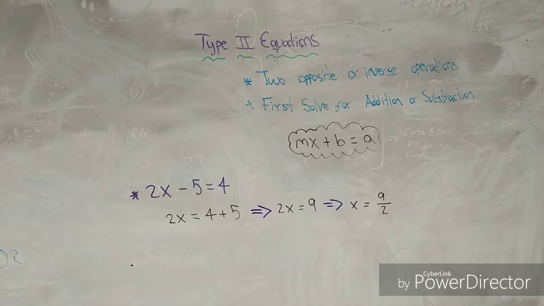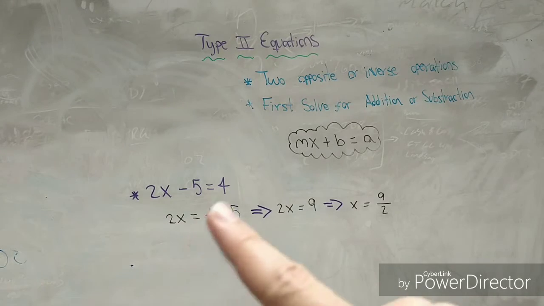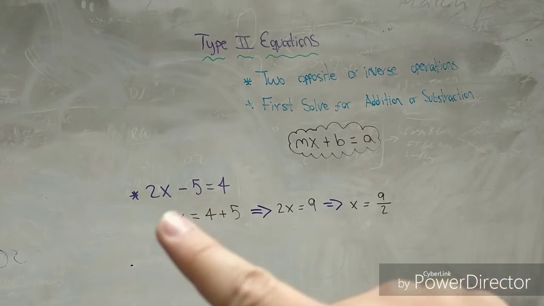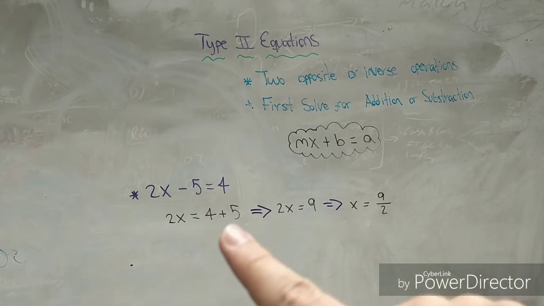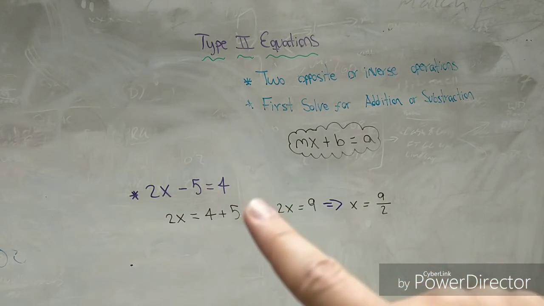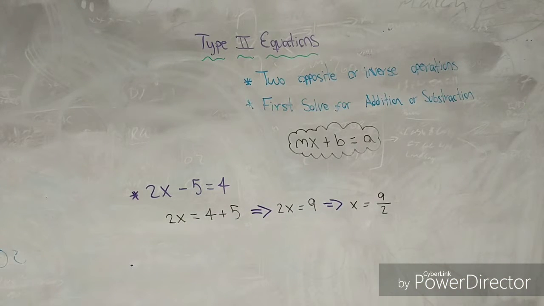So the first thing we're going to do is keep in mind always that you have to leave this x alone. So in order to do that, and solving first for addition or subtraction, in this case subtraction, we make this minus 5 go to the other side as a plus. So if it's negative, it goes to the other side as a positive. And if it's positive, it goes to the other side as a negative. So in this case, 2x would be equal to 9.